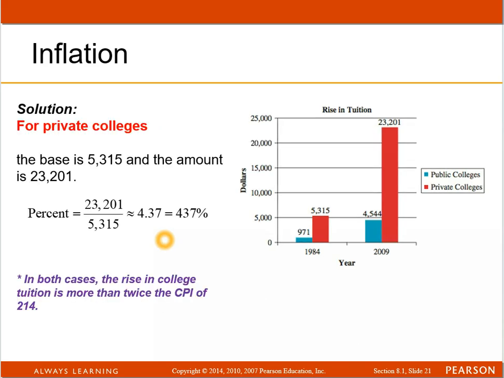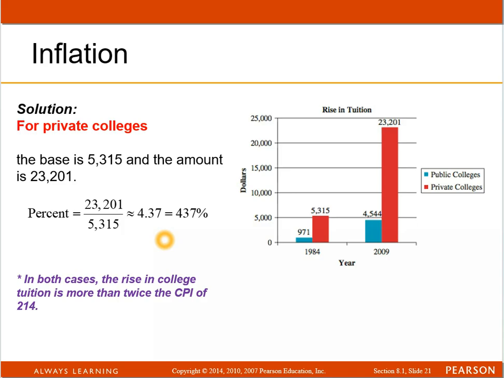But anyway, now they want us to look at the change in the private colleges, which is in red. So in 1984, I can see it's 5,315. That's the old amount. The new amount is 23,201. So same thing, you take the 23,201 and divide it by the 5,315, which is 4.37, and that is 437%.